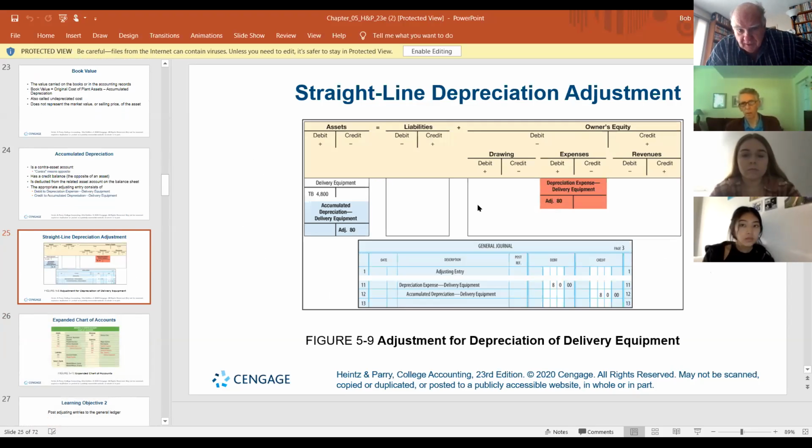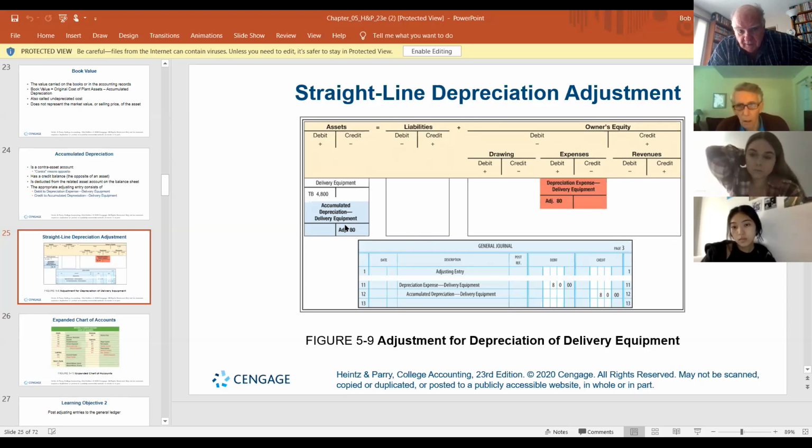I'm going to go back to those other slides. I skipped them deliberately. So we know the depreciation expense is a debit of $80 to depreciation expense. And the credit is not to the asset. You see that $4,800 there? That is never going to change. What is going to change is the contra account called accumulated depreciation. We debit the expense for 80, we credit the accumulated depreciation 80.